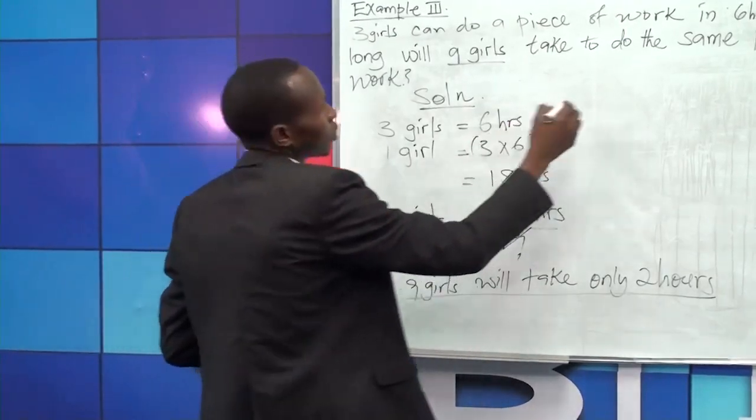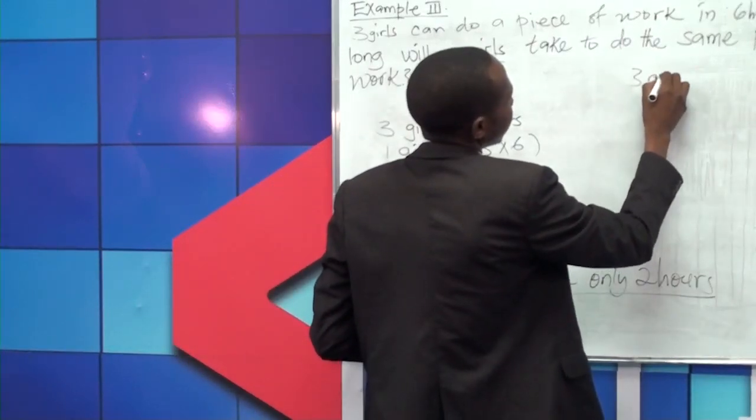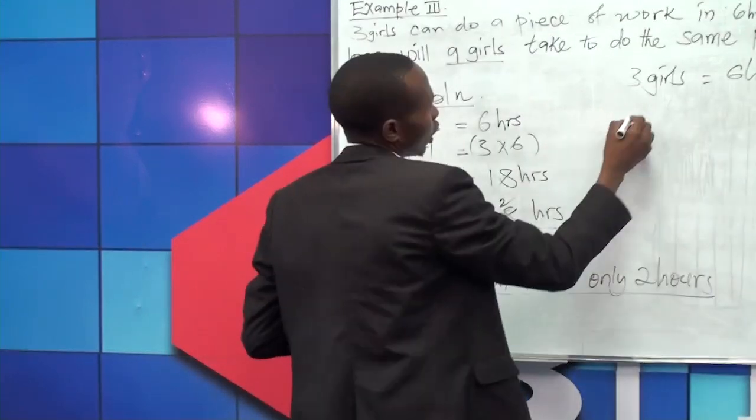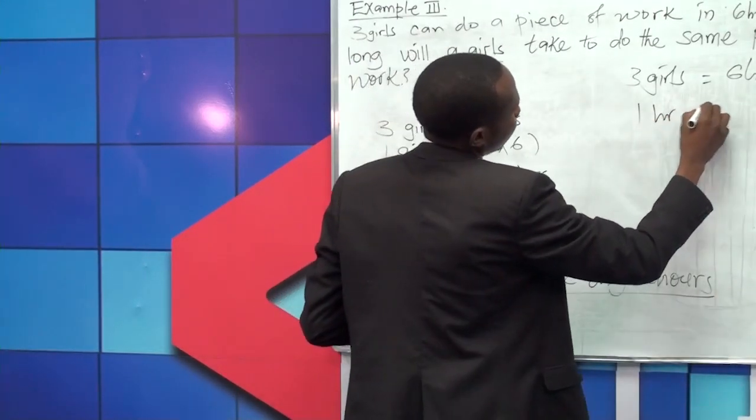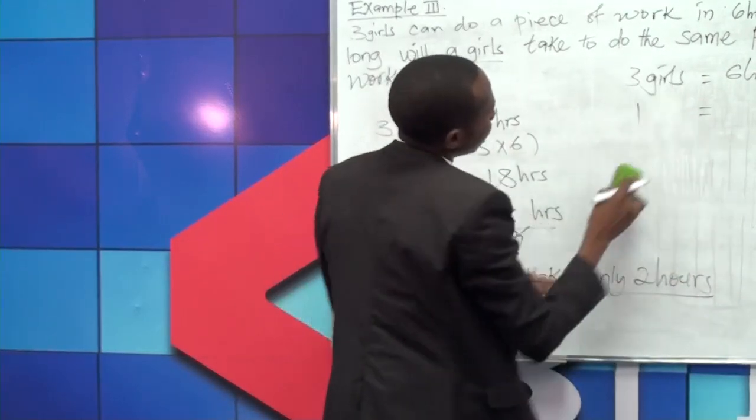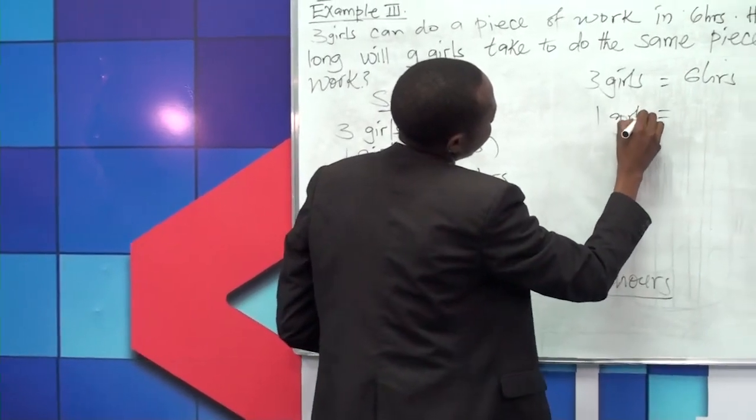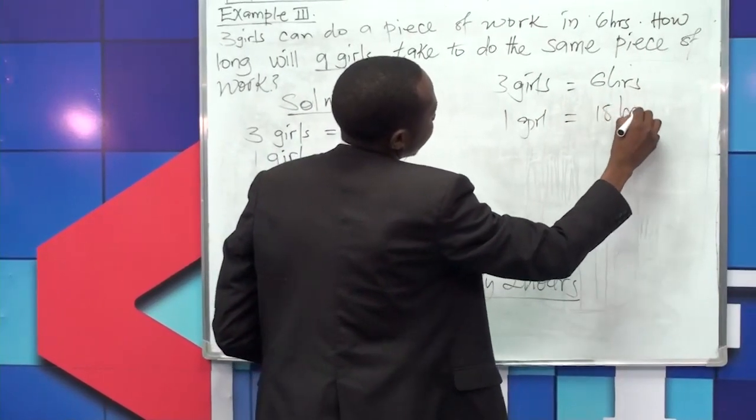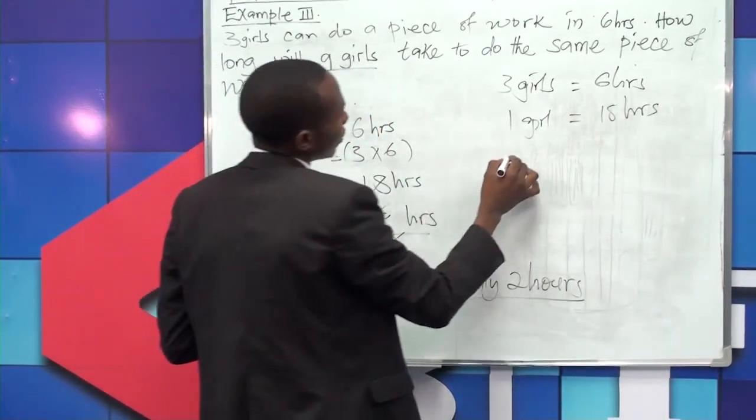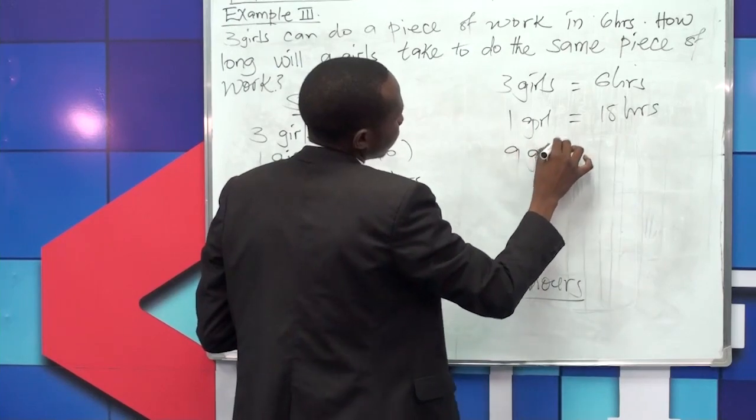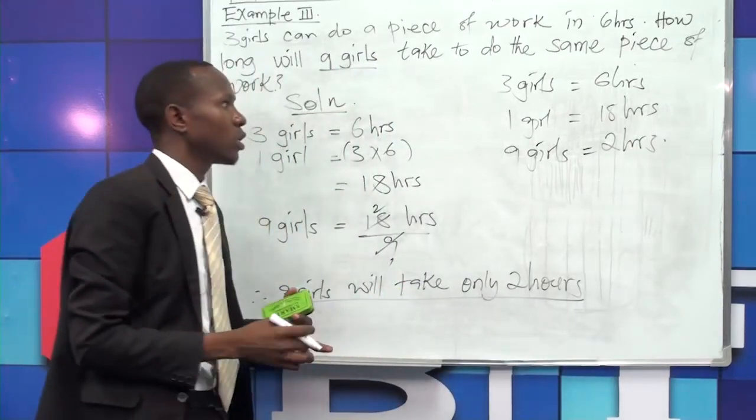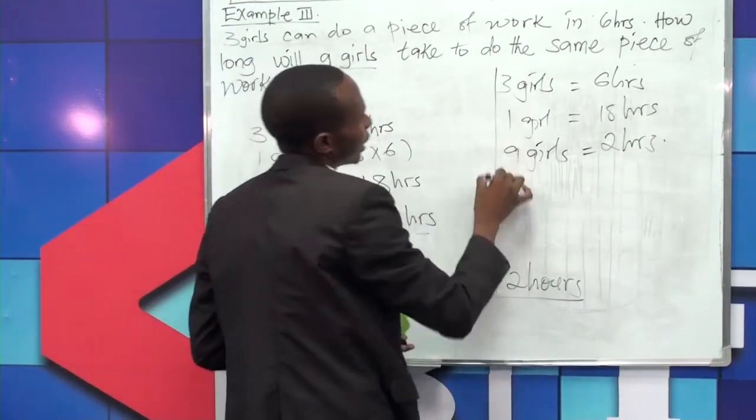When you check this, you can also compare from here. You say 3 girls will take how long? 6 hours. Then we come and say 1 girl will take how long? One girl will take 18 hours. Then 9 girls will take 2 hours. So let's look at this just like the way I was explaining the first step.